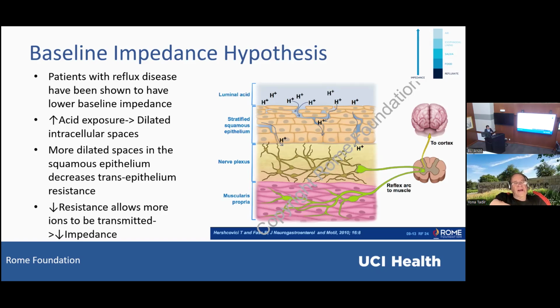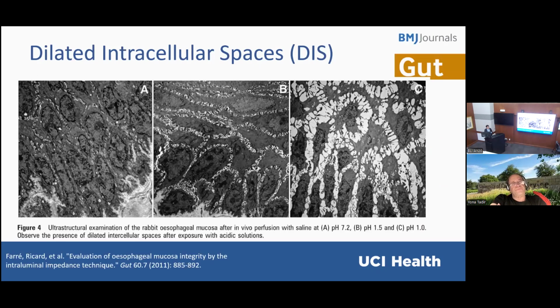And people have studied that with rabbit esophageal mucosa as they expose it to more acidic environments. We see on electron microscopy that there are these dilated intracellular spaces. So you can kind of imagine if those junctions between the cells of the mucosa aren't as tight, more reason for those electrons to flow and give you a lower impedance value, which can be a surrogate marker of acid reflux damage.